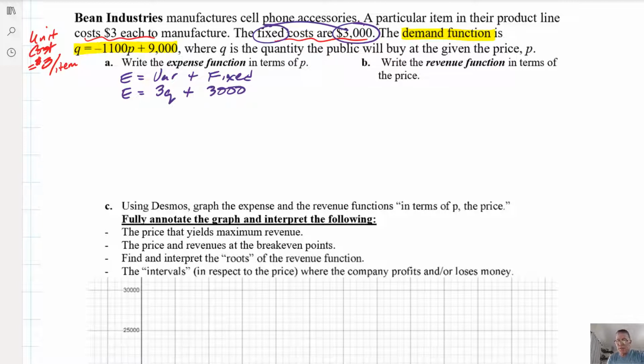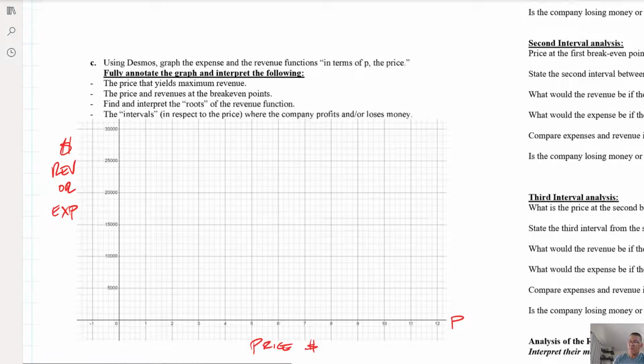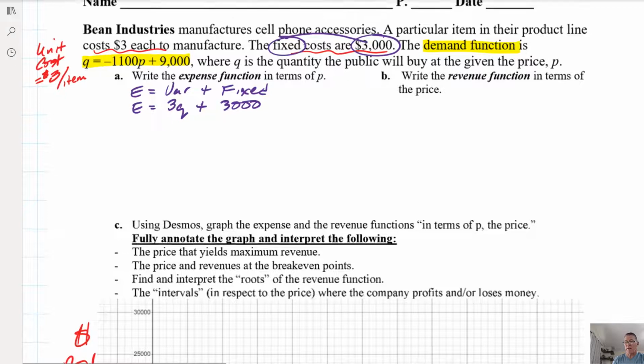Now we need this function in terms of the price, because we cannot graph this on the graph here where the horizontal axis is going to stand for price. We want all functions in terms of P, not quantity. And then the vertical axis is going to be in terms of dollars, and we're going to be able to graph the revenue function, and we're also going to graph the expense function in terms of dollars. So P on the horizontal, and we got dollars, which is going to represent revenue and expenses on the vertical. We've done this before, so you should know what I'm talking about.